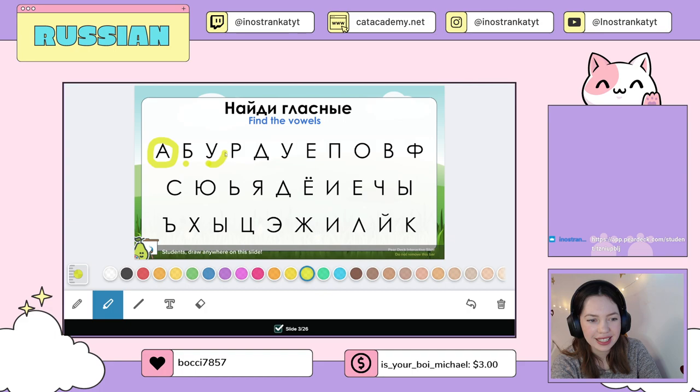Of course, it is a vowel. It is a vowel. So we circle it. We find it. Next one. R. Nah. D. Is it a vowel? Это гласное? Нет. It is, because we have already circled it and we found it. So yeah, let's mark it. Next one.